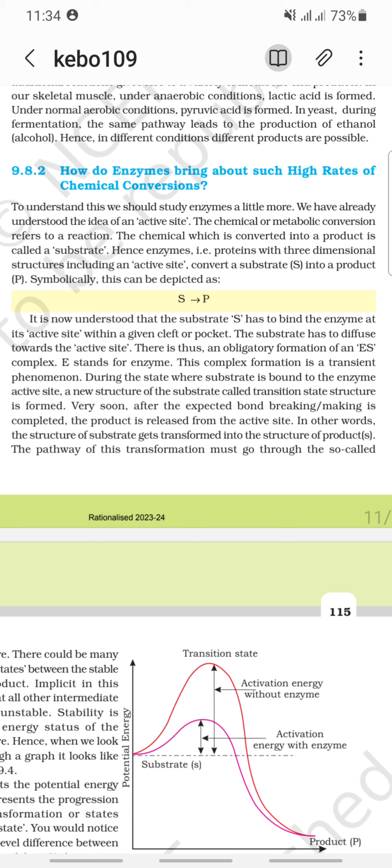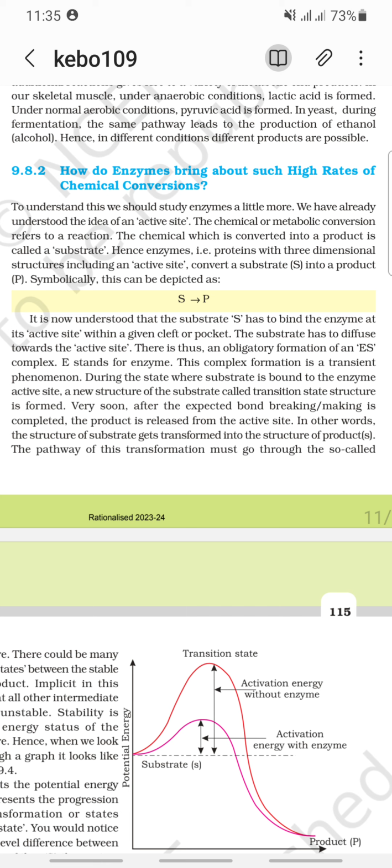How do enzymes bring about such a high rate of chemical conversion? To understand this, we should study enzymes a little more. We have already understood the idea of an active site. The chemical or metabolic conversion refers to a reaction. The chemical which is converted into a product is called a substrate. Hence, an enzyme is a protein with a three-dimensional structure including an active site that converts a substrate into a product P. Symbolically, this can be depicted as E, S to P. S is converted into P.